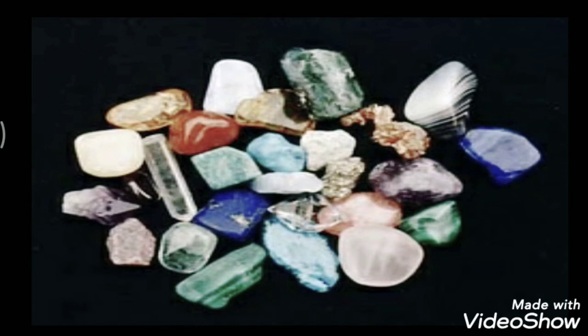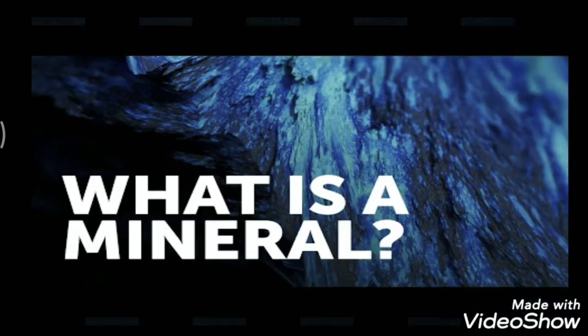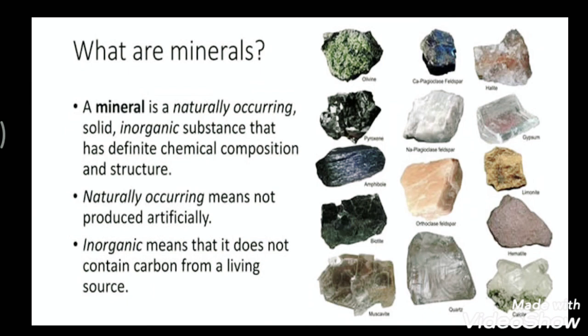Okay. So when we talk about these minerals, what is this mineral? Now, a mineral is a naturally occurring solid inorganic substance that has definite chemical composition and structure. Basically all these minerals are naturally occurring, and a few are in organic form, and most of them are inorganic substances. All these minerals have chemical compositions and their physical structures are also different.